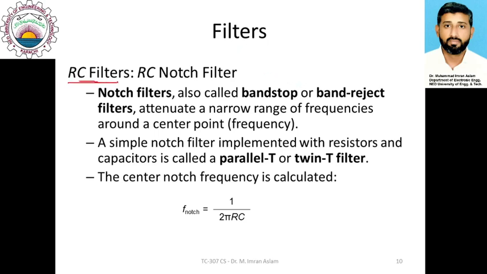RC filters can also be arranged in such a way that they depict the response of a notch filter. However, the fabrication of a notch filter requires multiple capacitors and resistances to be adjusted in a specific fashion. A simple notch filter implementation is named the parallel T or twin T implementation, again with the cutoff frequency of 1 upon 2 pi RC.